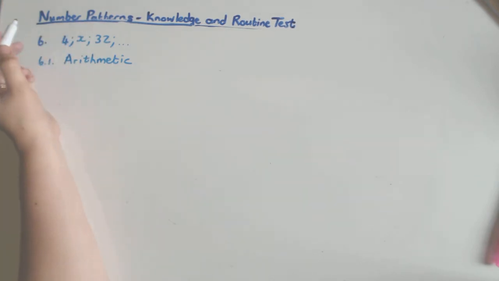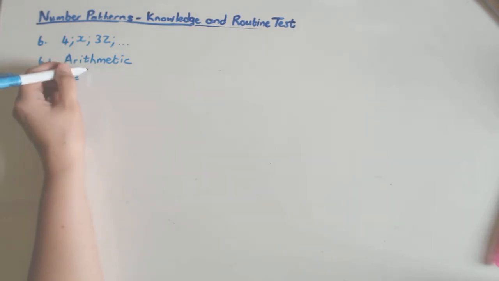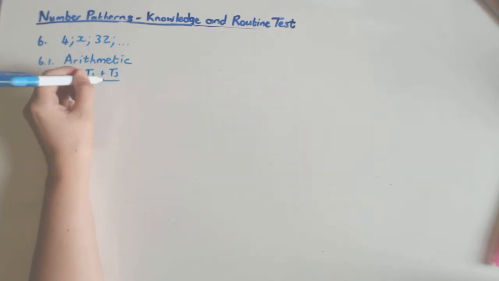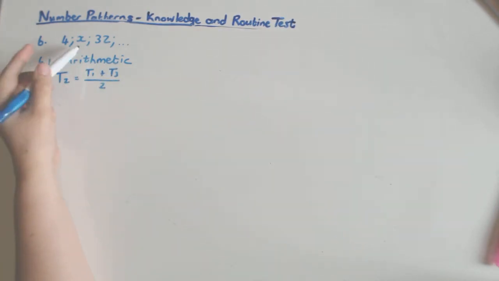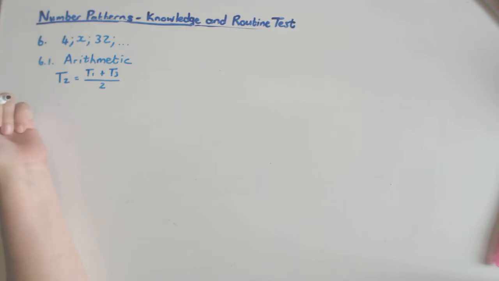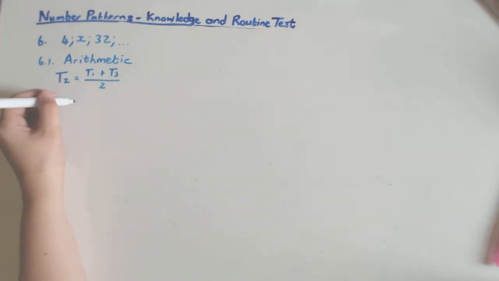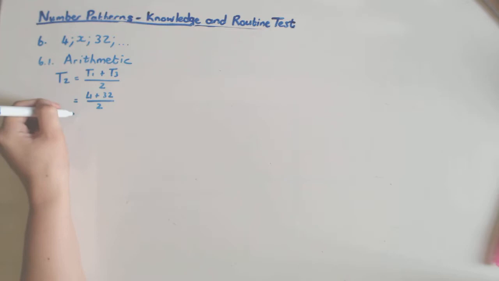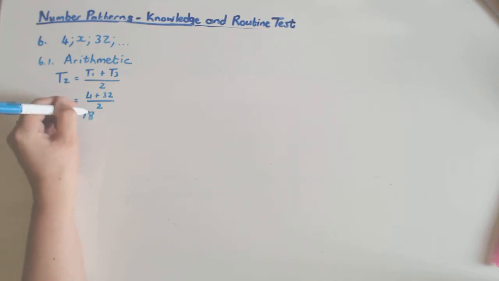Okay, so for this there's two things you can do for the arithmetic. There's a formula in the What You Must Know video that I did, where you can just use this: term 2. If I don't have that, it will be those two added, divided by 2, which I'm just going to do. So that's 4 plus 32 over 2. This is 36 over 2, which is 18.